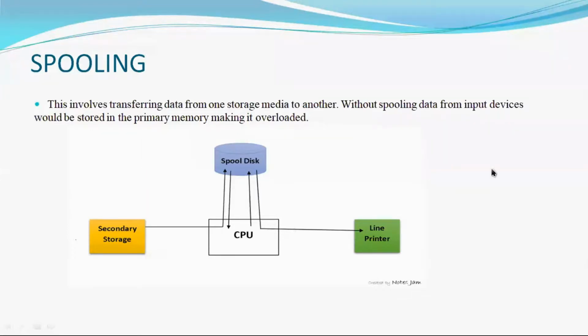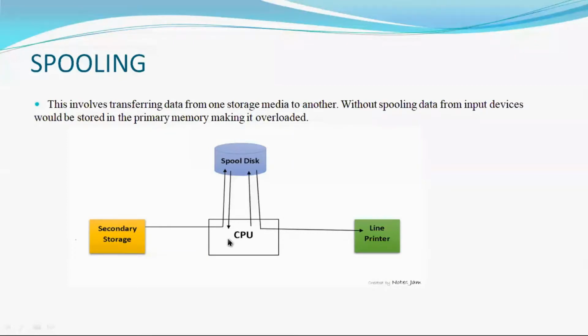Now here is a diagram just to show you how spooling actually works. We see we have a spool disk, then we have the CPU, the secondary storage, and the line printer. Our secondary storage can be a flash disk. When you insert a flash disk into your computer and you're trying to transfer information from the flash disk to a spool disk, which in this case would be our RAM or even our internal hard disk, the information you're trying to transmit has to pass through what we call the CPU, which is the brain of the computer.